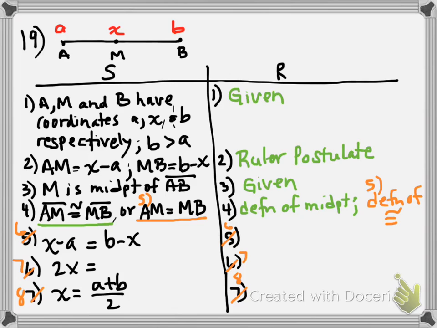Okay? Now, remember back in step 2, we said the measure of AM is equal to x minus a, and the measure of MB is equal to b minus x. And then in step 5, we have the measure of AM is equal to the measure of MB. So all that's happening in step 6 is that they took step 5 and did substitution with information from step 2. So that's your substitution property of equality.